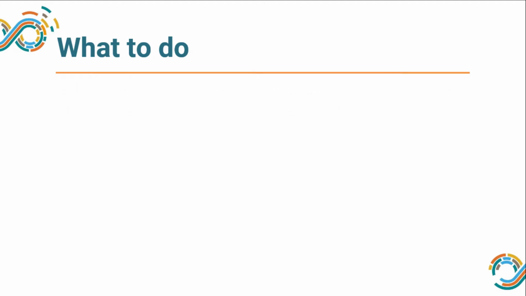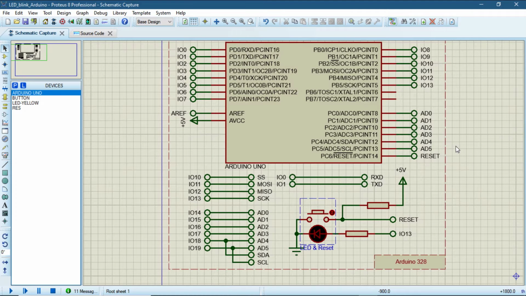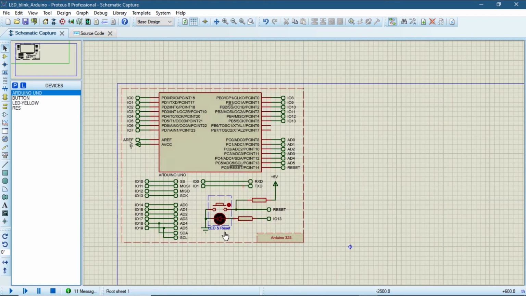So here what we are going to do, we will take a switch and connect it to one of the pins, which will act as input. Based on the digital value available on the switch, we are going to control some LED which is connected on the output pin. So we have a program here, which is the LED blink that we had just made.